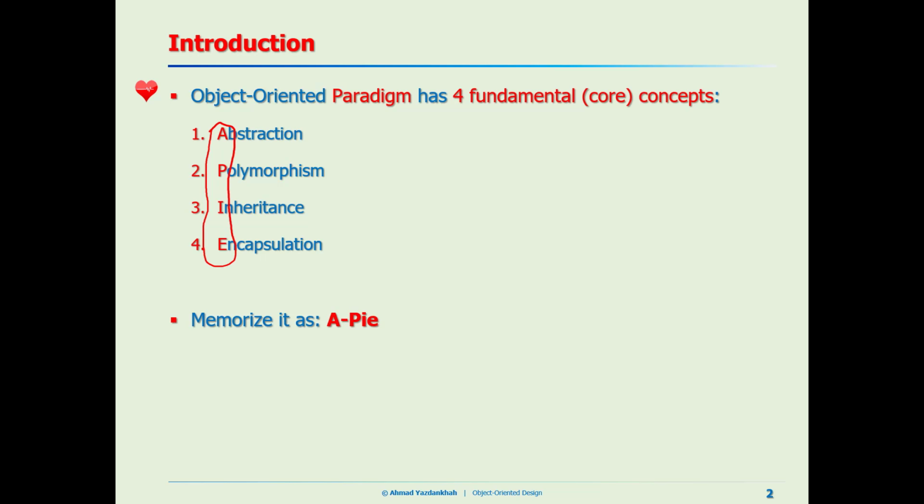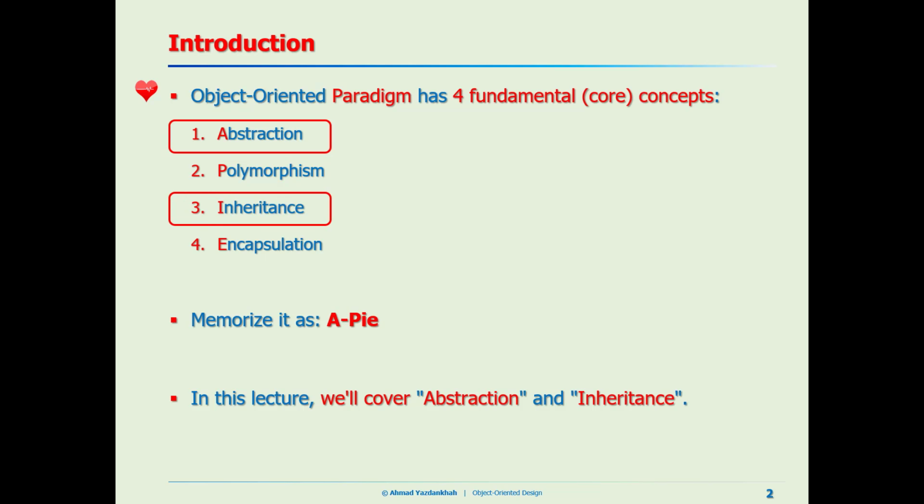But I'm not gonna teach in this order, right? I put it in this order to be able to talk about the A PIE, all right? In this lecture, I'm gonna cover two parts, abstraction and inheritance, and we will continue in the next lectures for polymorphism and encapsulation. What is abstraction?